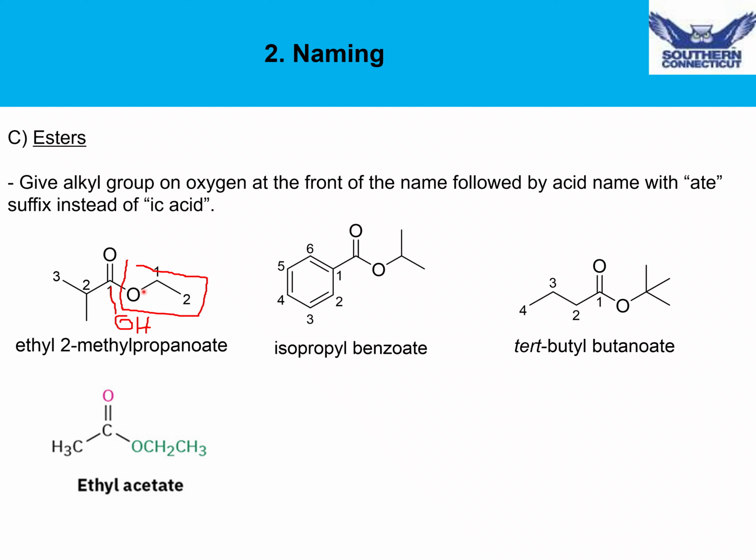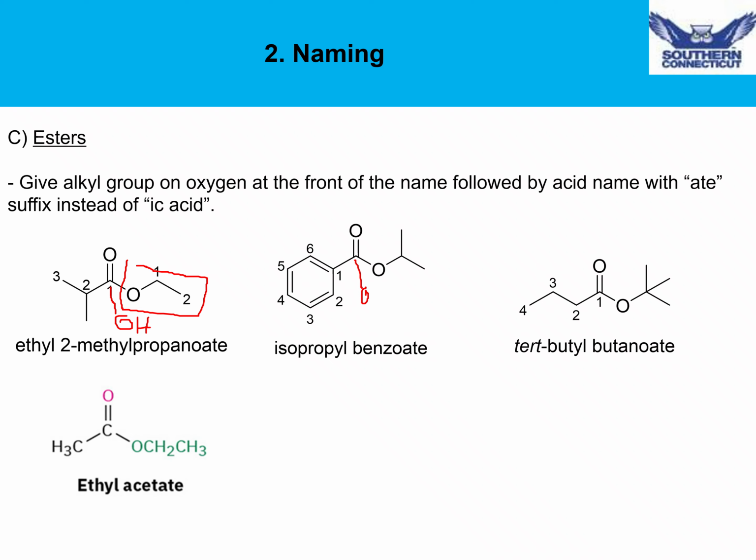We also have an ethyl group on the oxygen of the ester. That ethyl group goes in front of the entire name, so this entire compound is named ethyl 2-methylpropanoate.